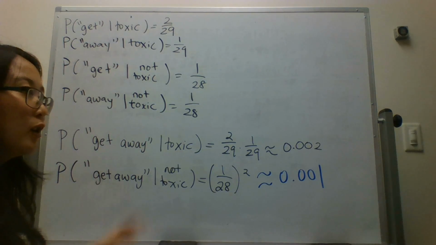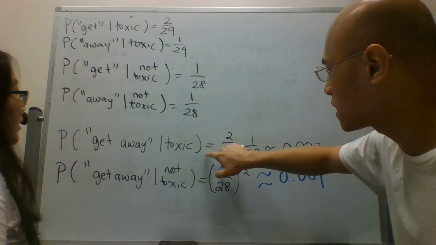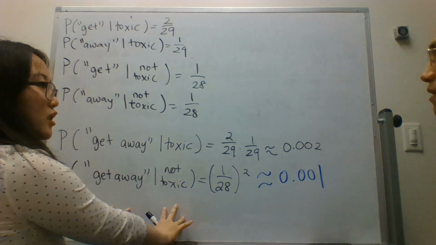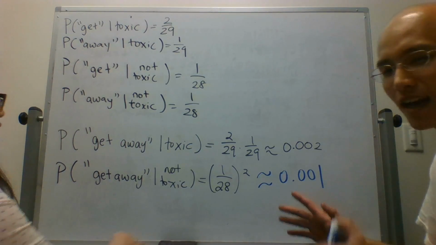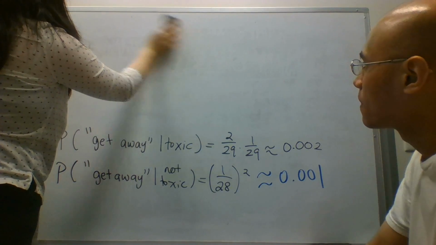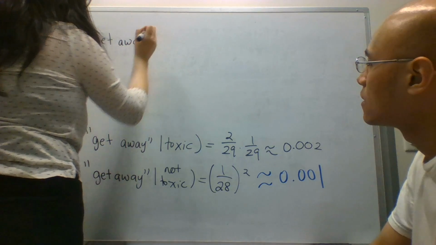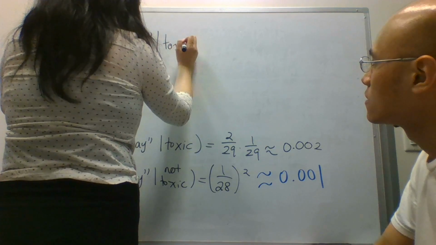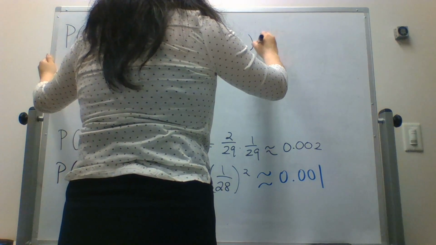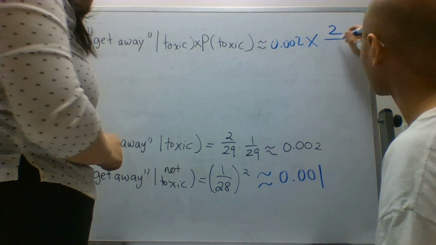But we can't make the comparison just yet, because if we remember, there were 2 components in the numerator. So we need to multiply this by the probability of toxic and this one by the probability of not toxic. So we have the probability of get away given that it's toxic multiplied by the probability of toxic. This is 0.002 times 2 over 5, and this is roughly equal to?